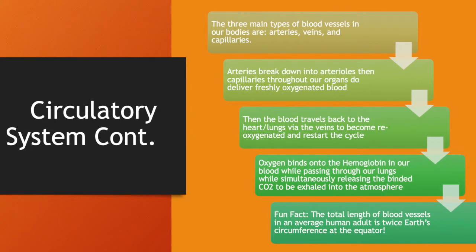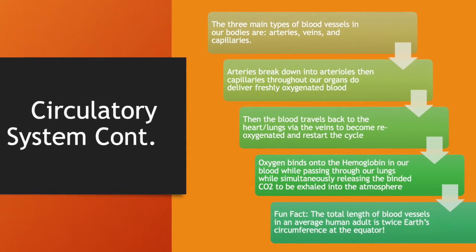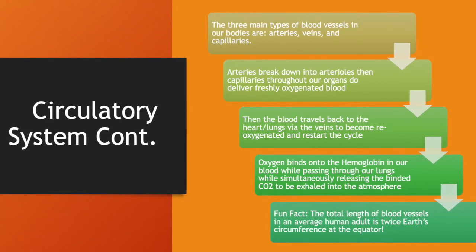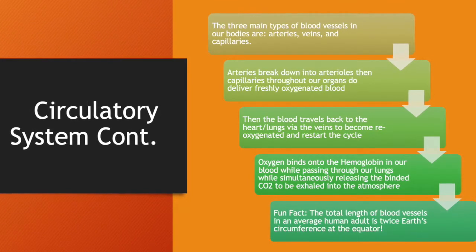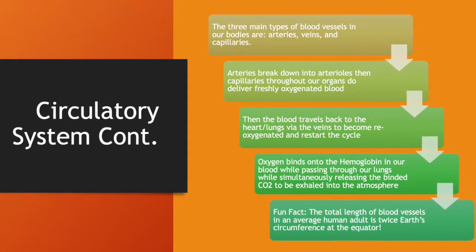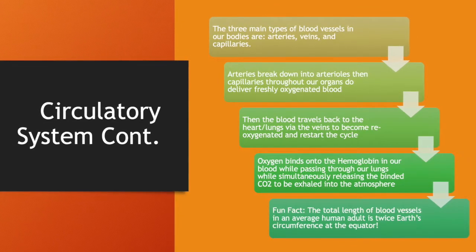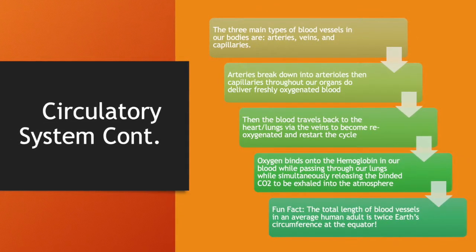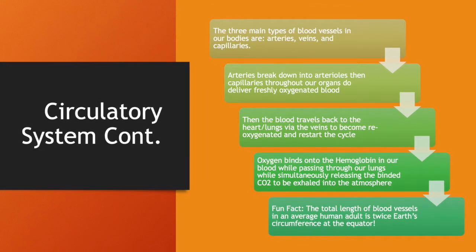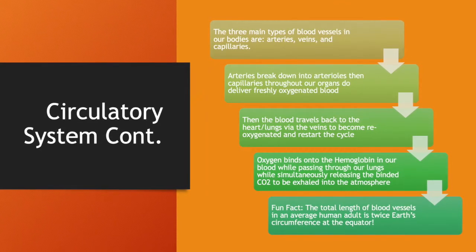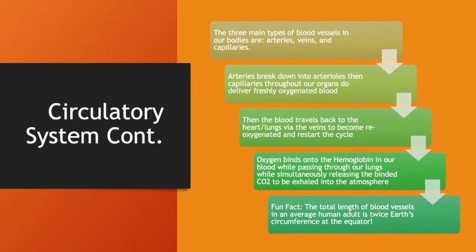The three main types of blood vessels in our bodies are arteries, veins, and capillaries. Arteries break down into arterioles, then into capillaries that are spread throughout our organs to deliver freshly oxygenated blood. The blood then travels back to the heart and lungs via the veins to become reoxygenated and restart the cycle.